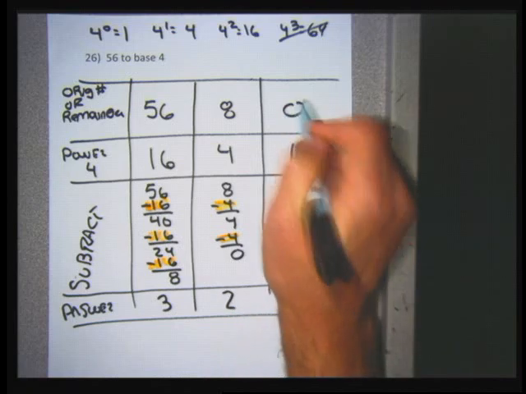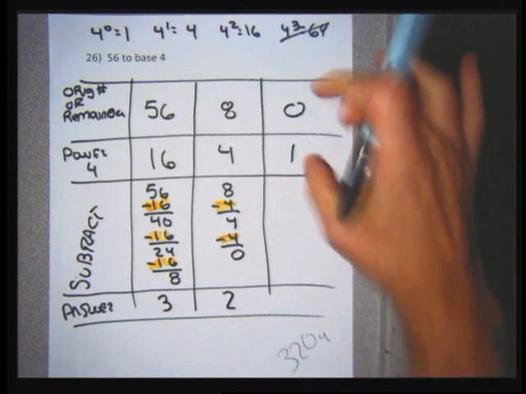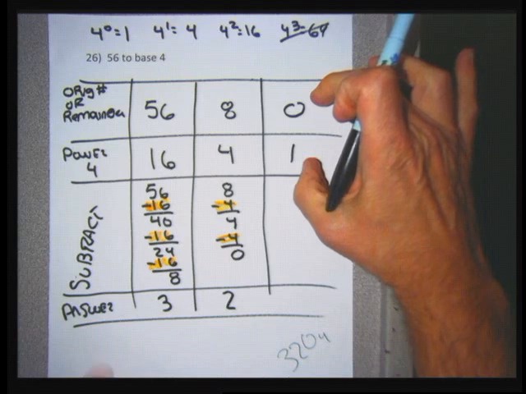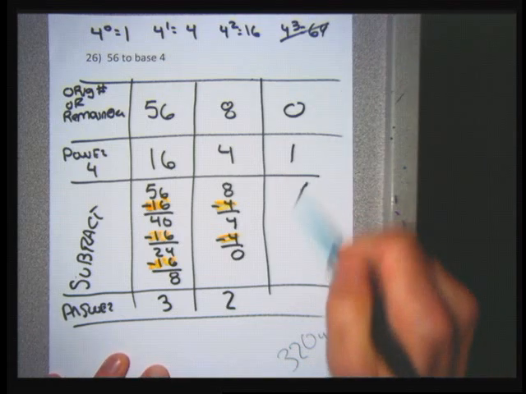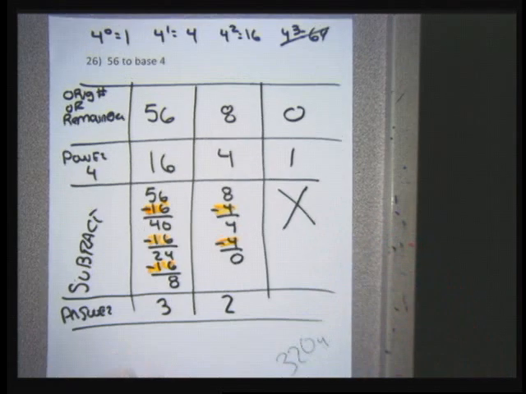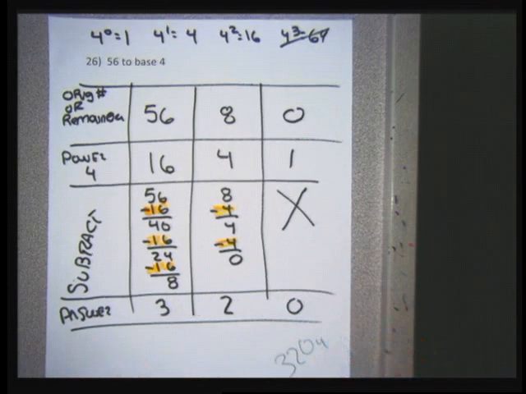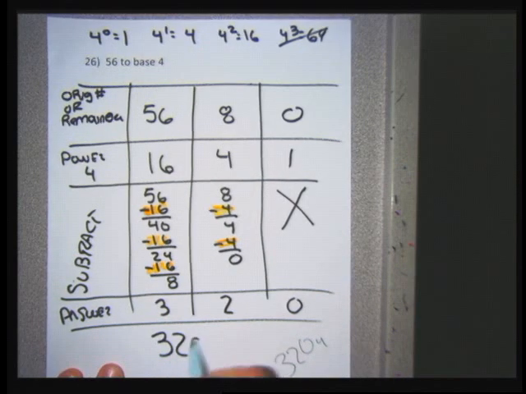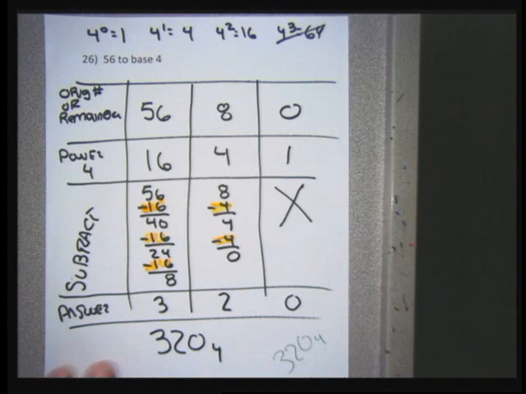Carry my remainder up, and I can't go 0 minus 1 because I would get a negative. So I put the X in this column because I wasn't able to do that subtraction. And I put a 0 at the bottom of this column for the number of times I was able to subtract the 1. So my answer is going to be 320 base 4.